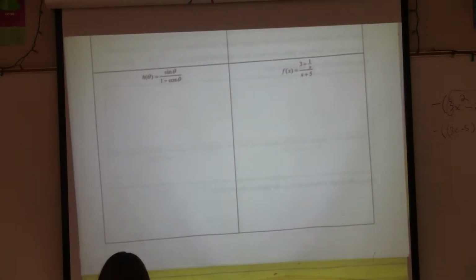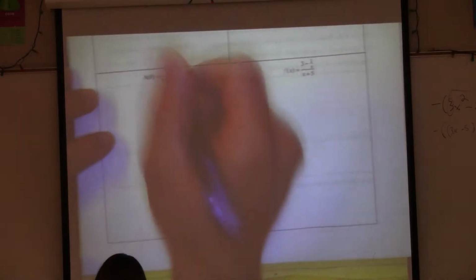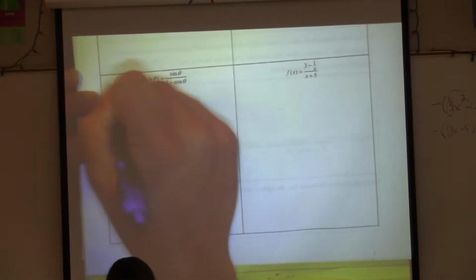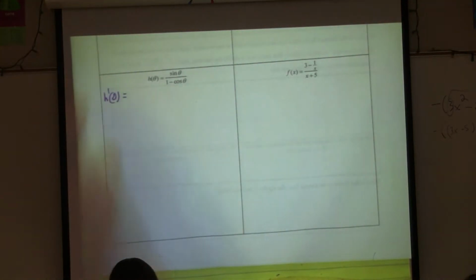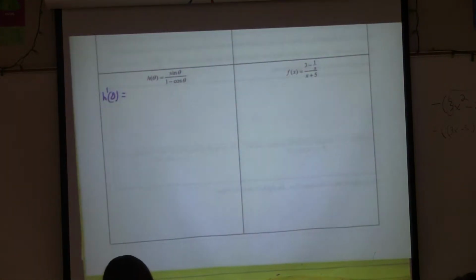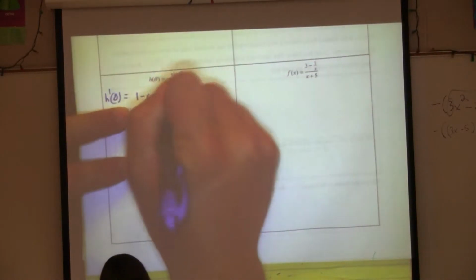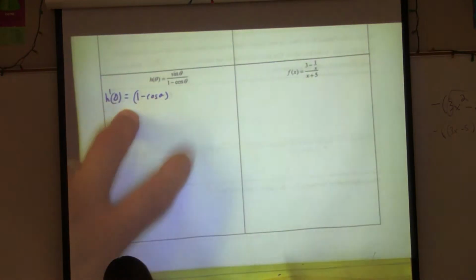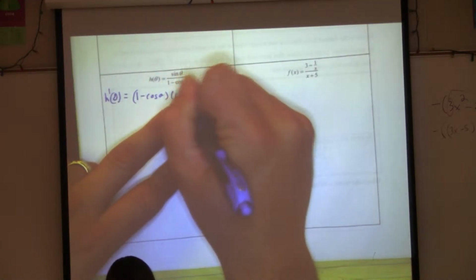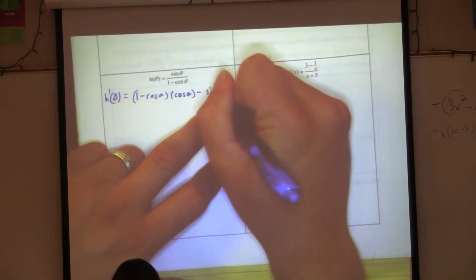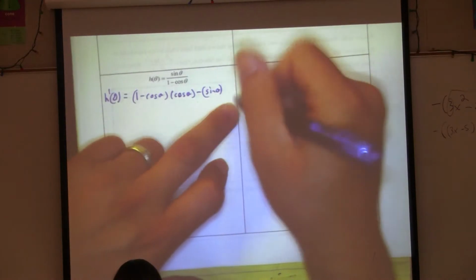All right, let's try this one here. This one's gonna have an identity. All right, here we go. So let's get our derivative. You ready, Cesar? What do we start off with? Low. Good job. 1 minus cosine theta. D high. Cosine theta. Minus sine theta. Sine theta. High d low.